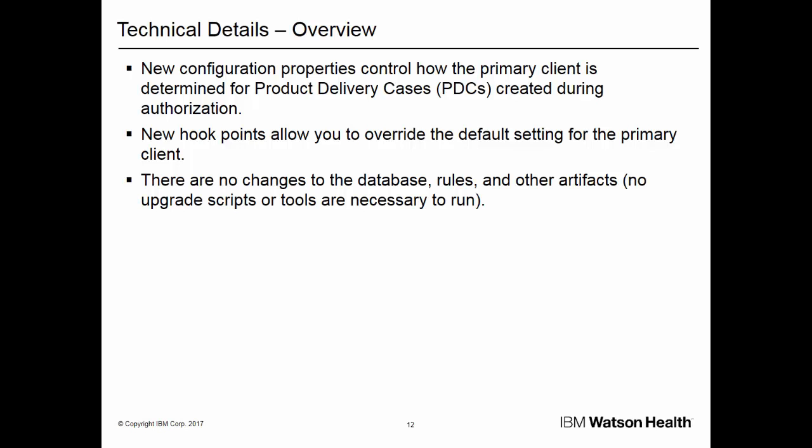From a technical standpoint, 3 configuration parameters control how the primary client is determined for new food assistance, cash assistance, and medical assistance product delivery cases. 3 associated hook points allow you to override the default setting for the primary client. There are no changes to the database, rules, and other artifacts. That is, no upgrade scripts or tools are necessary to run.